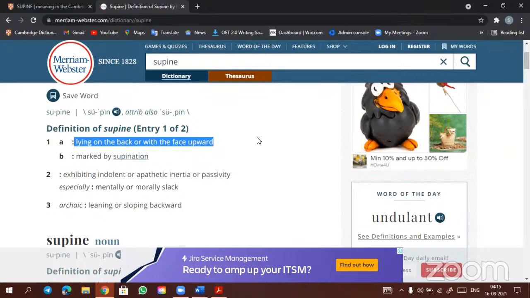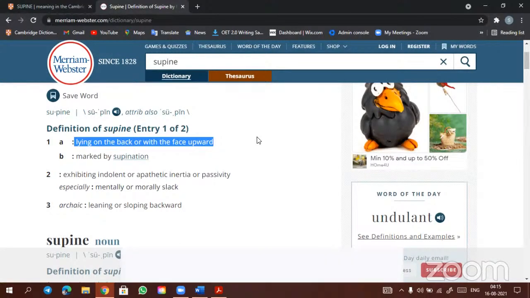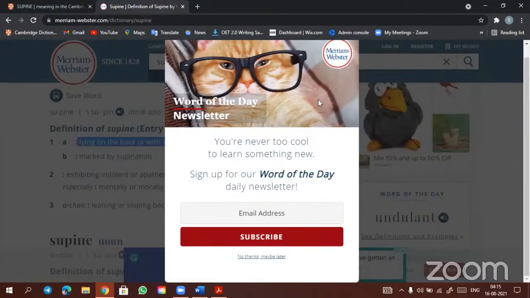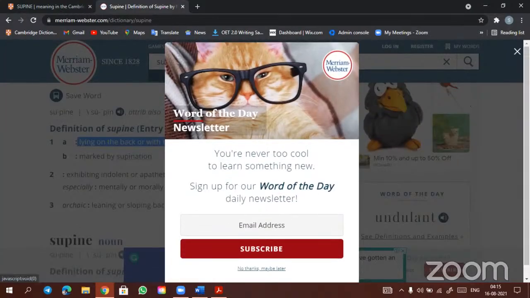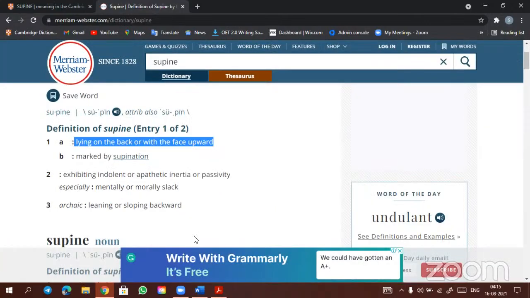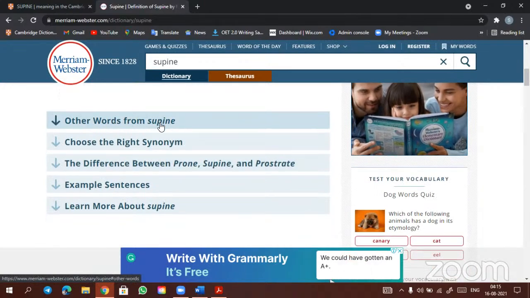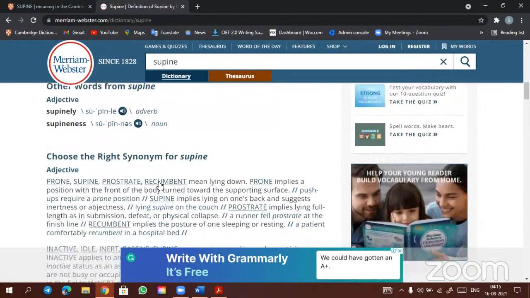Lying on the back means in a position. Position means what? On a position or in a position? For position, in this position or on this position. So supine, forget it. Forget supine. I'll give you more examples, other words from supine.